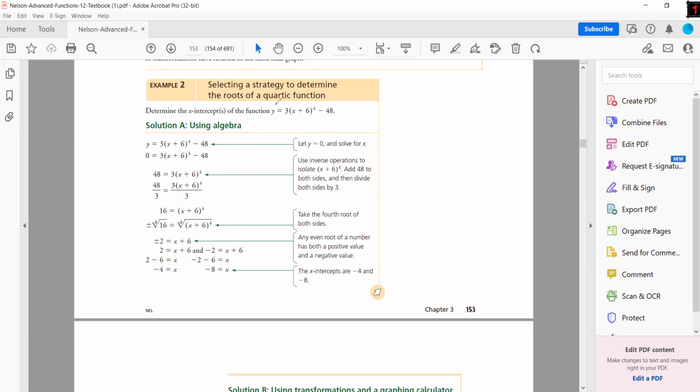So first, we substitute 0 for y and try to solve it. Then we have to group up all the terms that have no x in them on one side, and all the terms that have x in them on the right-hand side. Exactly what we did here. As soon as it was negative 48, we basically add 48 to the left and right-hand side. That's how I get 48 equals 3 times (x plus 6) to the fourth power.